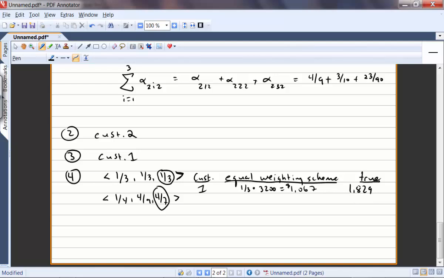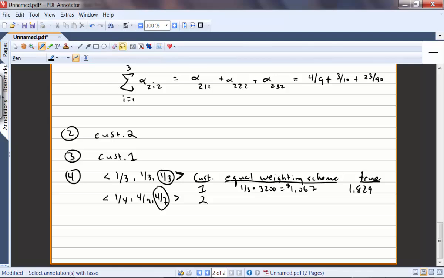So the difference between these two numbers would be 1,829 minus 1,067. We would undercost them. 762, undercost customer one. And that's bad, right? We don't want to undercost. We don't want to say they cost less than what they really cost us, because then the price we charge to that customer won't reflect that, and we will probably lose money on that customer.